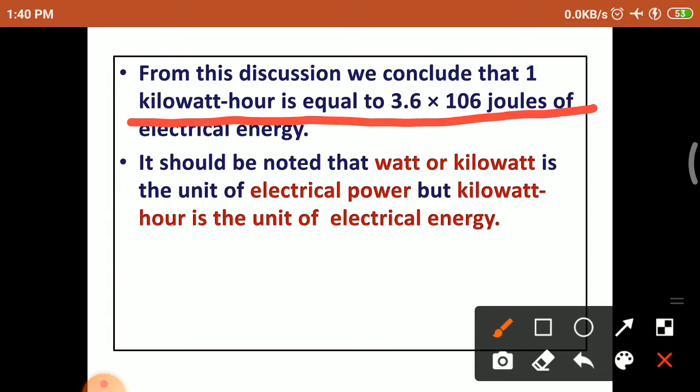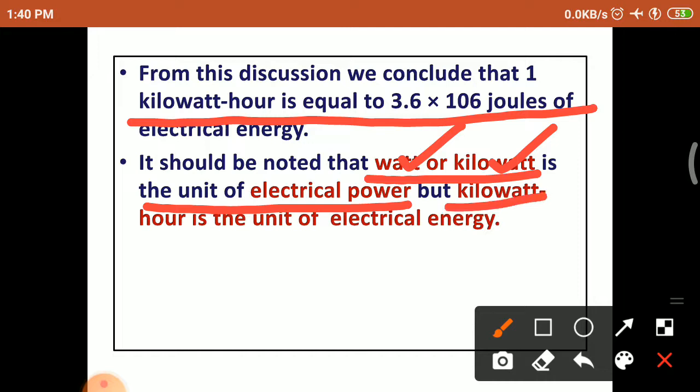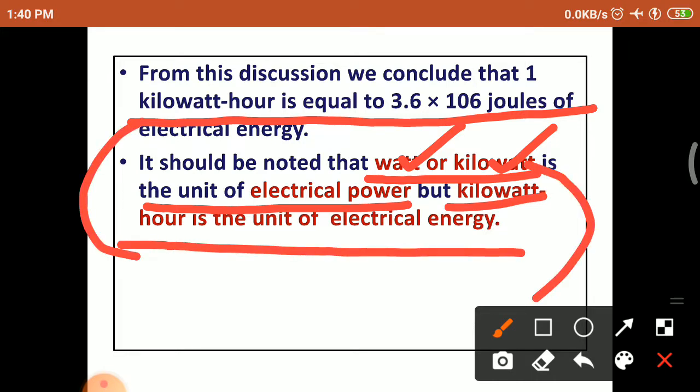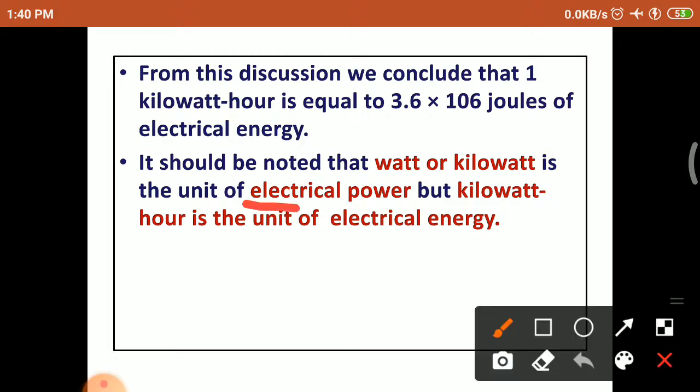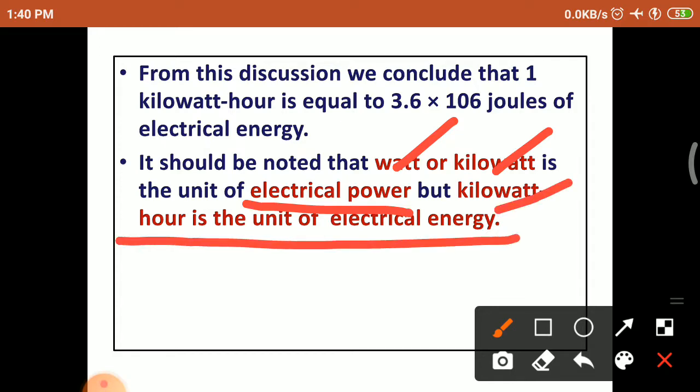So from this discussion, we conclude that 1 kilowatt hour is equal to 3.6 into 10 power 6 joule of electrical energy. It should be noted that watt or kilowatt is the unit of electrical power. The watt is a smaller unit and kilowatt is a bigger unit. So this is a unit of electric power. But kilowatt hour is the unit of electrical energy. This is a very important point. What is the unit of electric power? Watt and kilowatt. And kilowatt hour is the unit of electrical energy.